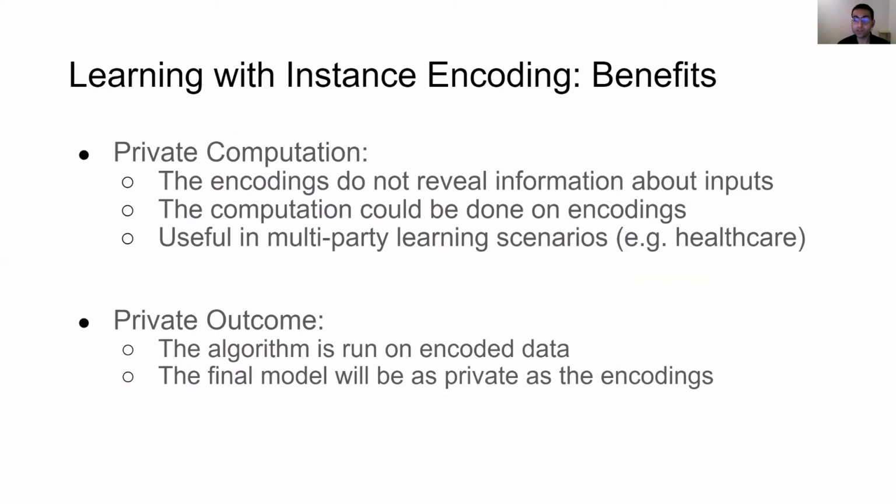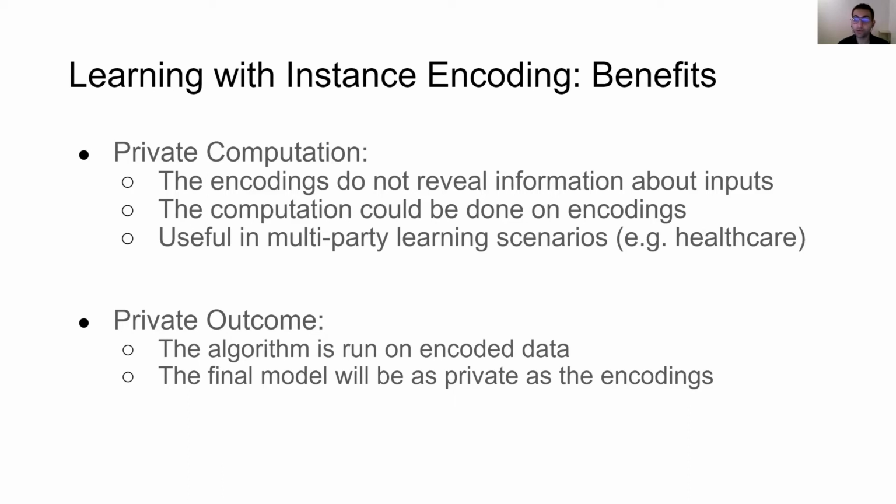Why would this be nice? Such an encoding could be really useful to achieve two types of privacy at once that are both proven to be very challenging to achieve. It can achieve private computation, because these encodings are supposed to not reveal information about the inputs, and the computation could still be done on top of them. So this means in multi-party learning scenarios where privacy is important, such as healthcare, the dataset owners can just reveal or share the encodings of the data without worrying about extra privacy leakage.